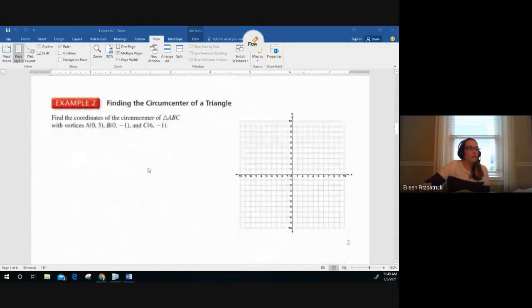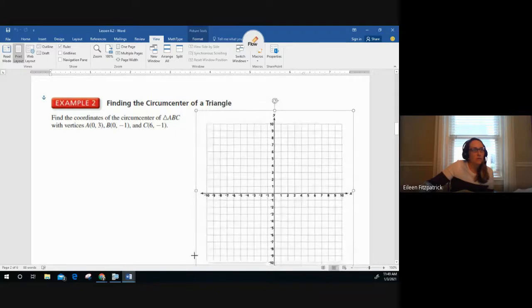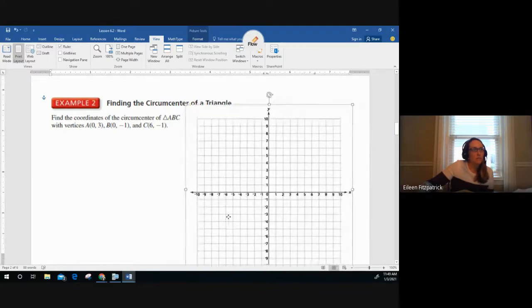All right, so finding the circumcenter of a triangle. Find the coordinates of the circumcenter of triangle ABC with vertices A, B, and C given. Okay, so the first thing we're going to do is plot the triangle to see what kind of triangle we're looking at. Let me make this a little bigger so it's easier for me to plot the points.